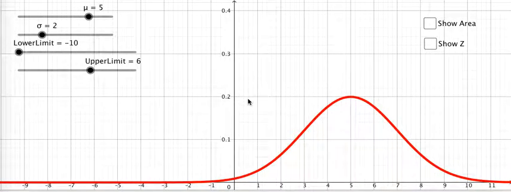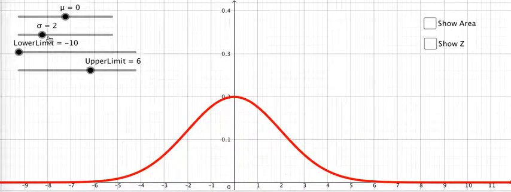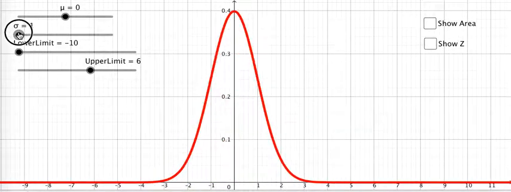So here I'm just going to talk about what we call the standardized normal distribution. As we've seen, the normal distribution has two parameters that can be changed, the mean and the standard deviation. And if we change it so that the mean is 0 and the standard deviation is 1, that's called the standardized normal distribution, which is normally denoted by a capital letter Z.